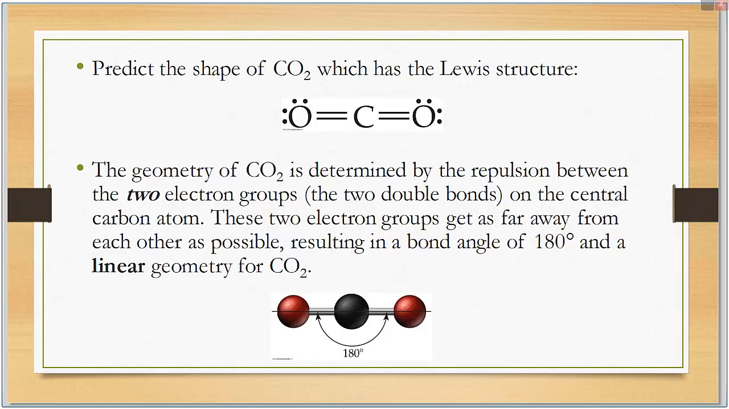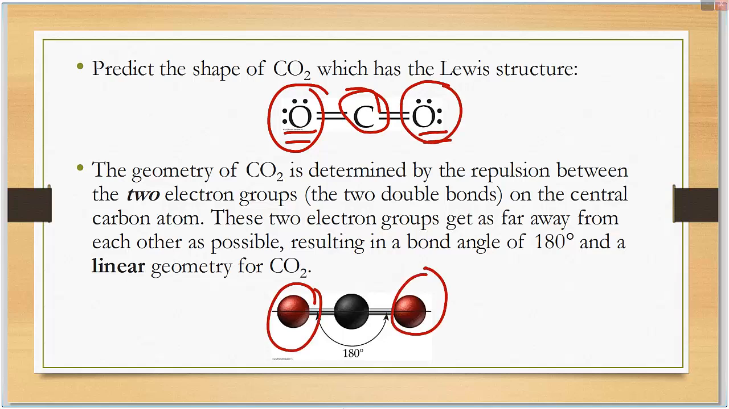Predict the shape of carbon dioxide, CO2, from the Lewis structure. Notice that the oxygens are on either side of the carbon. There's nothing else around here. The only things are the group here and a group here. So therefore they're going to try to get as far away from each other as possible. The furthest distance from one another would be 180 degrees, a straight line.